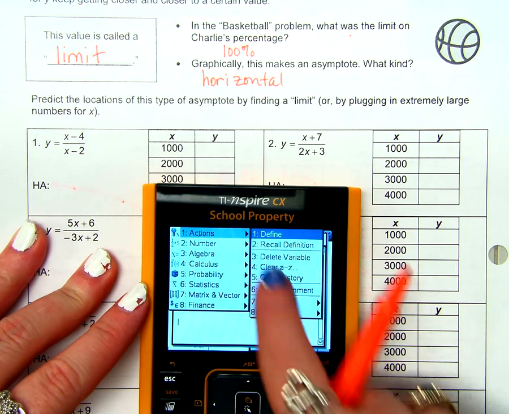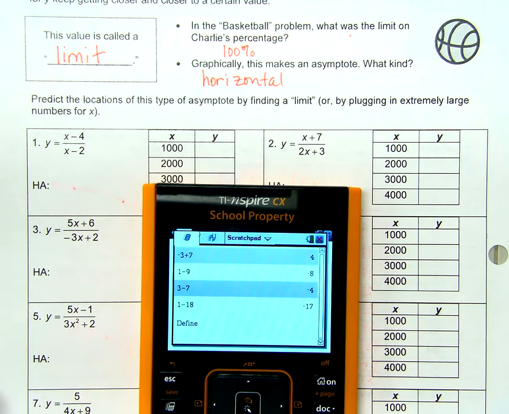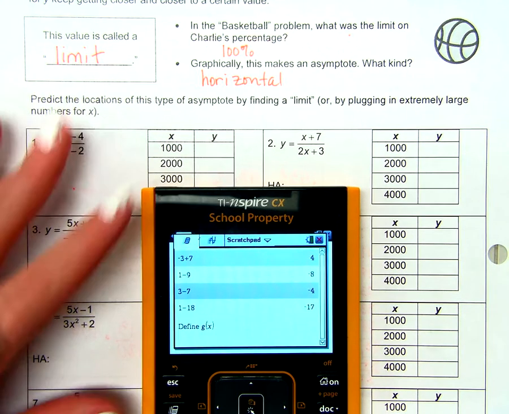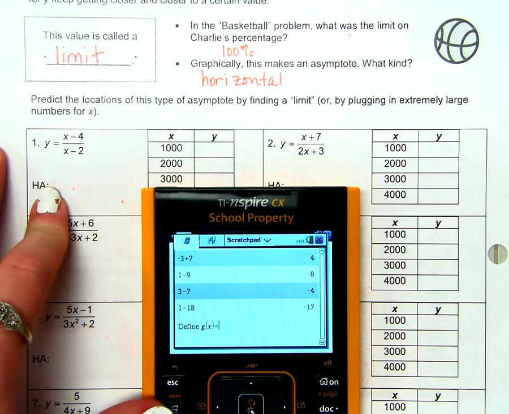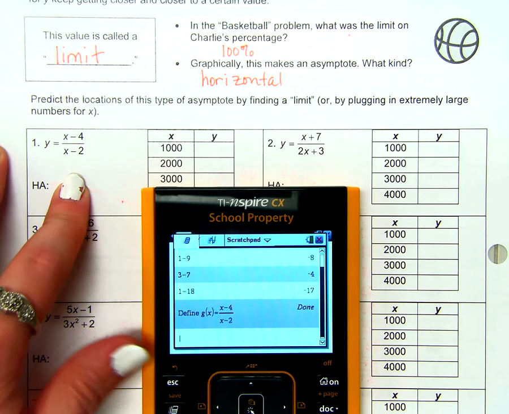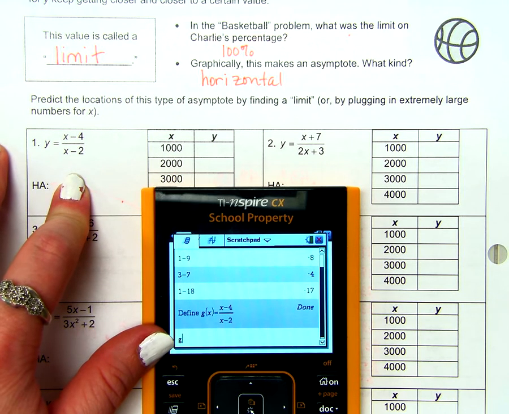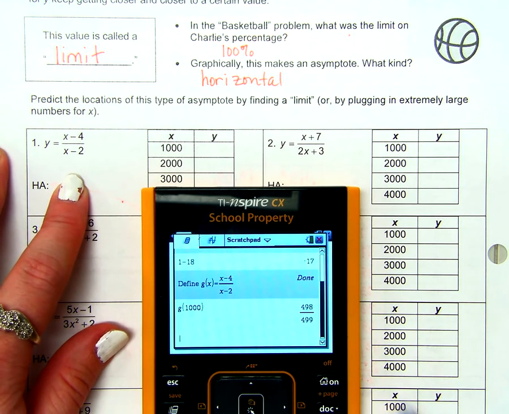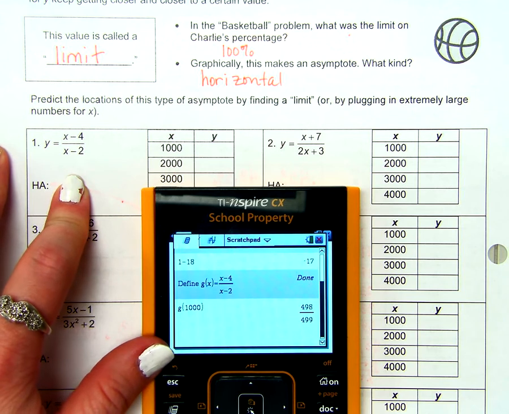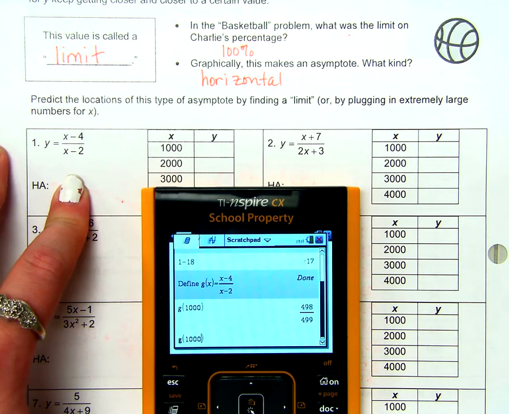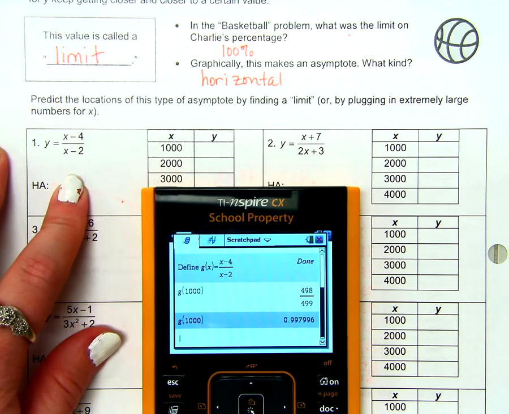You can go to the menu, where is it? Define, right there. We can define g of x or f of x or whatever we want to call it to equal, let's say, x minus 4 over x minus 2. And then I can ask the calculator for g of 1,000. And it will tell me. That's not really nice. Let me see if I can do it this way. G of 1,000. But this time I'm going to hit Control equals because that should give me the decimal. And that's what I need.